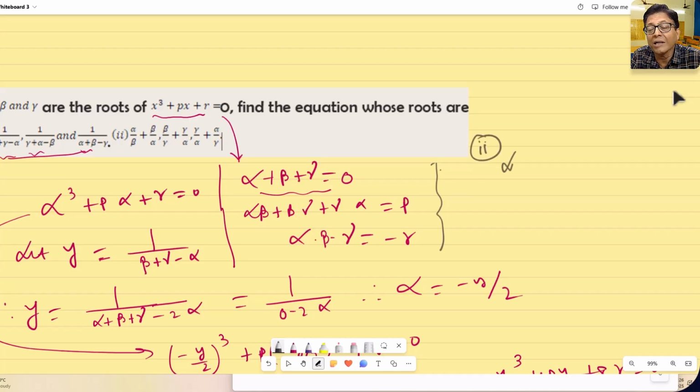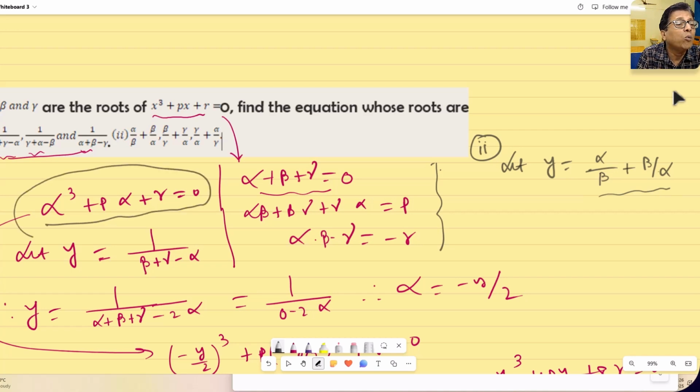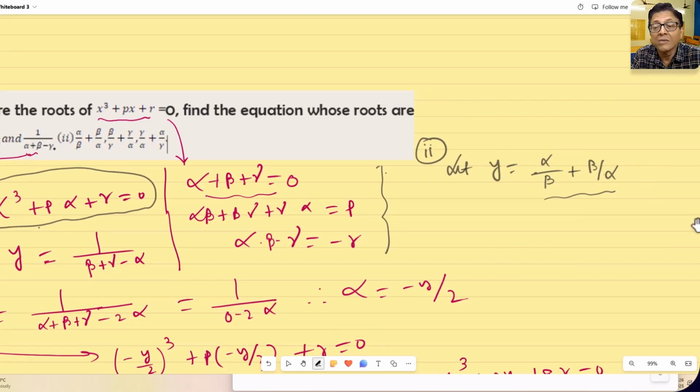You assume that y equal to alpha by beta plus beta by alpha. Our aim is to express the right hand side in terms of one of the roots of that equation. Maybe alpha, maybe beta, maybe gamma. Whatever, they will obey the relation. They will satisfy this equation. So if I put this value over there, nothing comes. Let us simplify it. Or y equal to alpha square plus beta square by alpha beta.